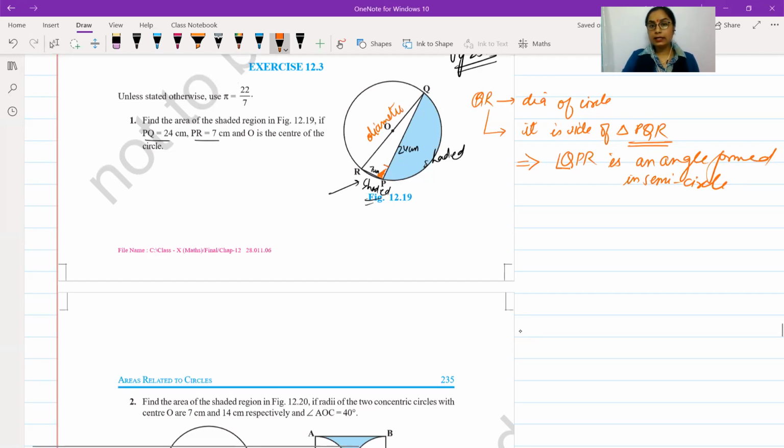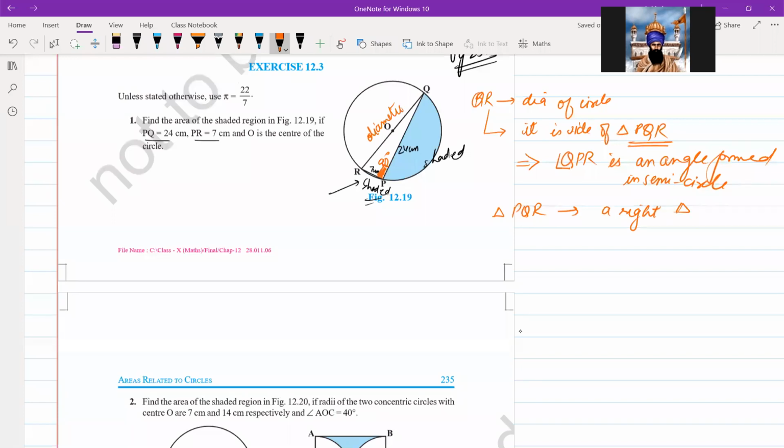So this angle is 90 degrees, which makes triangle PQR a right triangle. This is just an observation based on what I can see. QR is the diameter of the circle. If it's the diameter, that means this is a semicircle. And the angle formed in a semicircle is 90 degrees. That's why angle QPR is 90 degrees, which makes your triangle a right triangle.